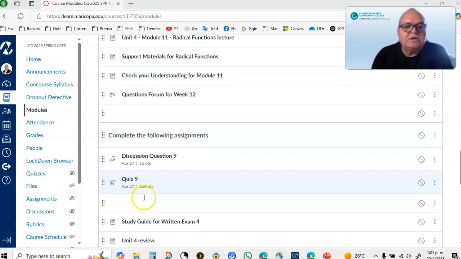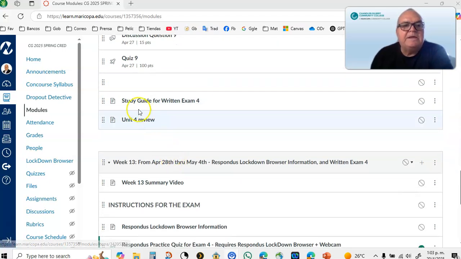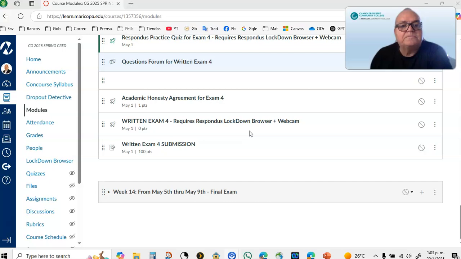The discussion question and quiz number 9 are going to be the last discussion question and the last quiz. Then we will have the study guide for exam number 4 and the unit for review, because next week we're going to have exam number 4 using Respondus Lockdown Browser, as you already know. And after that week, we're going to have the final exam.